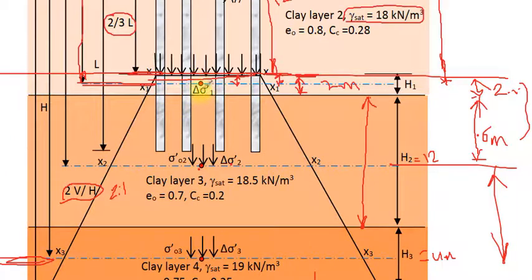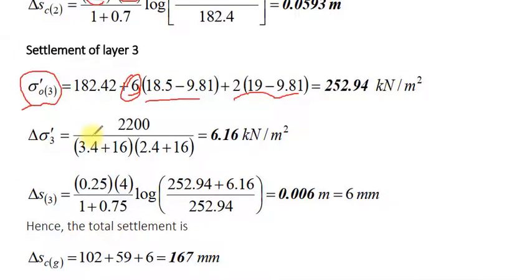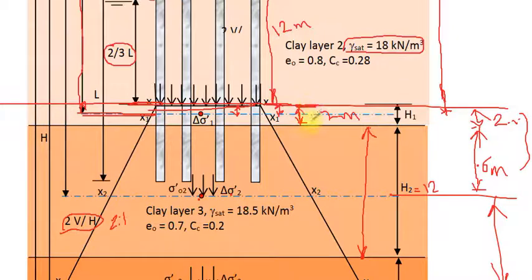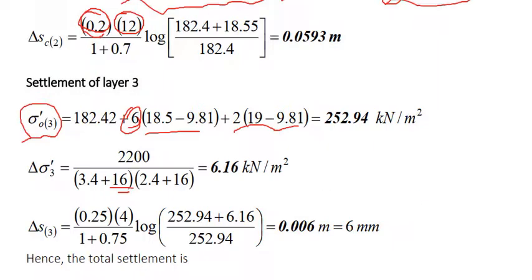With respect to delta sigma, it is computed based on this distance from the level of the equivalent raft to the middle of the third layer. Now for the third layer, delta sigma 3 equals 2200 divided by 3.4 plus 16 meter. 16 meter is the distance from here: 2 meter plus 12 equals 14, plus 2 meter equals 16 meter.